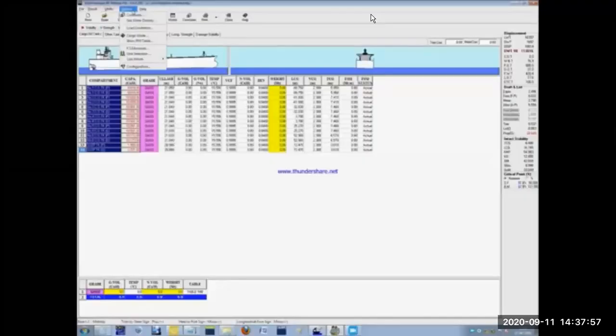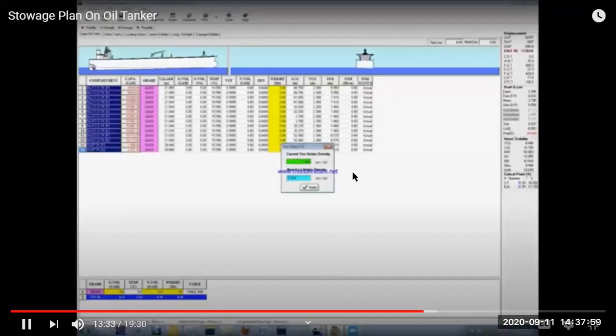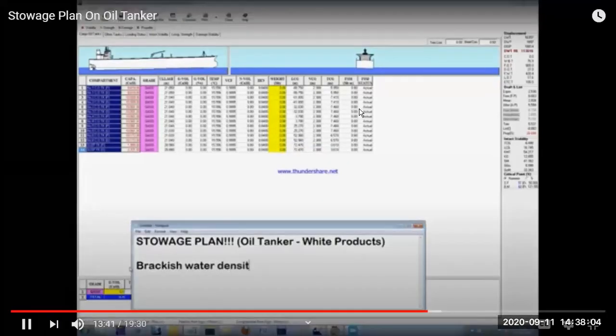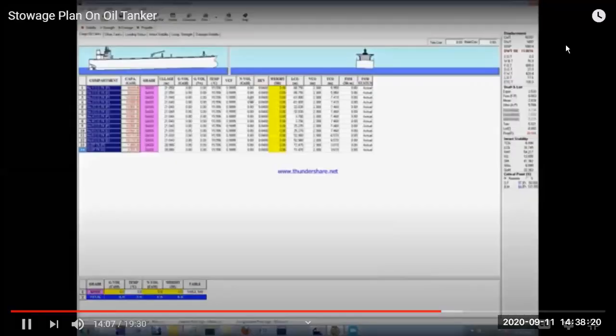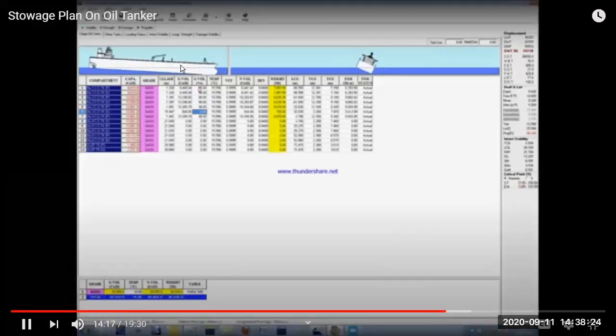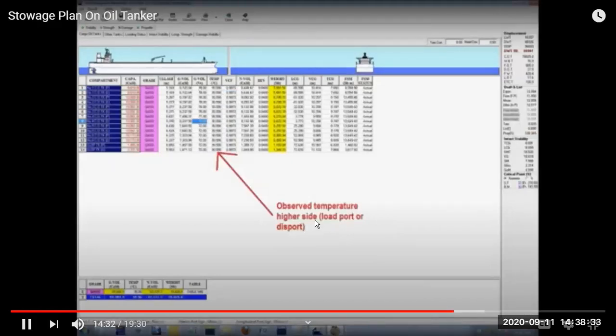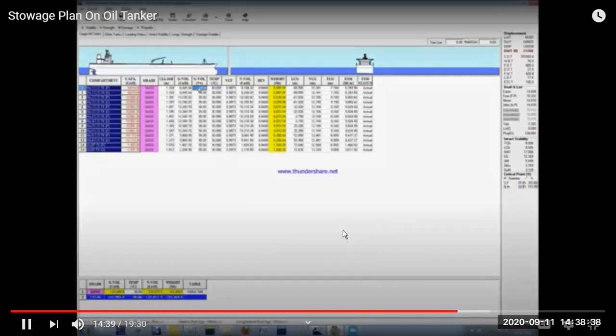Then we also have to consider the on-voyage consumption and generation of fresh water, fuel oil, and other things. Then maybe cargo residues or slops, and you can see the ship's condition changing after putting in all the cargo. And we have to see the density of the seawater and the observed temperature on the higher side, the highest voyage temperature.